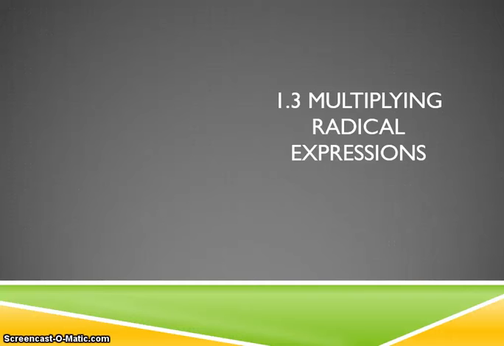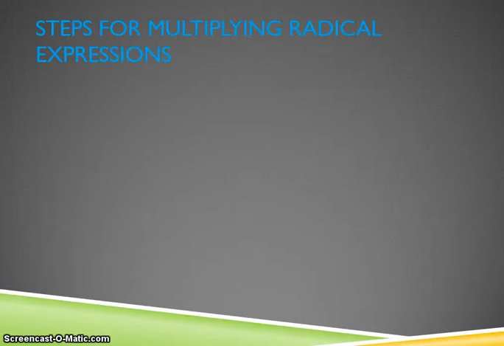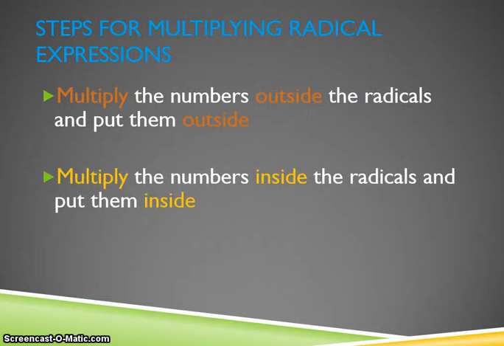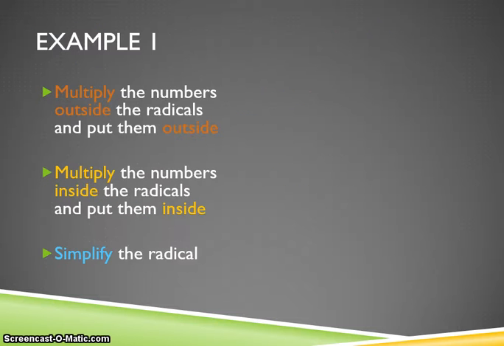Today we will be multiplying radical expressions. Steps for multiplying radical expressions include: multiply the numbers on the outside of the radicals and put them on the outside, multiply the numbers on the inside of the radicals and put them on the inside, and then finally simplify the radical, just like we've been doing.